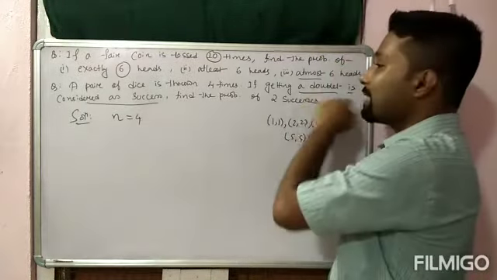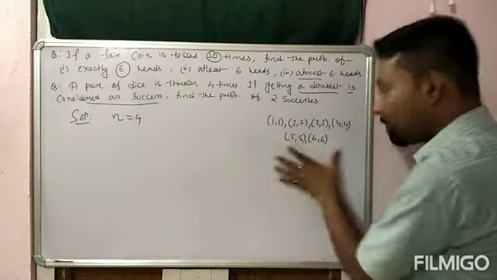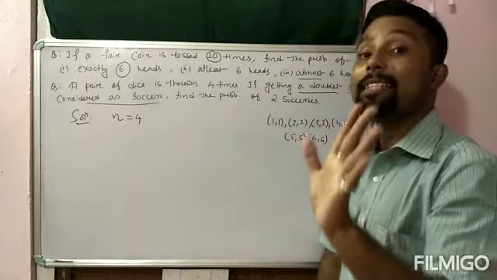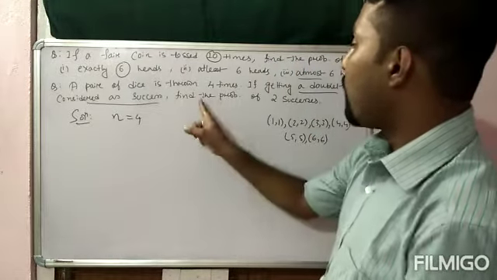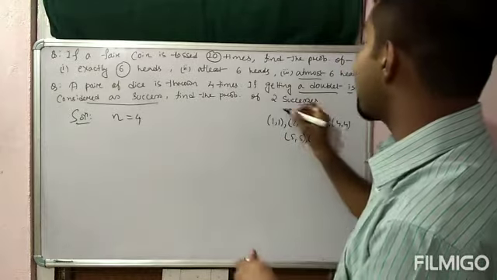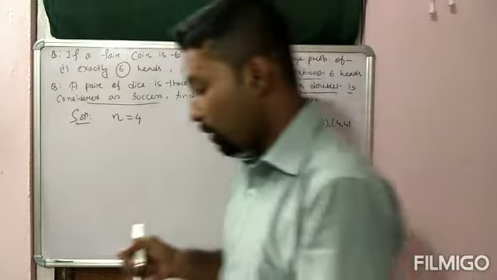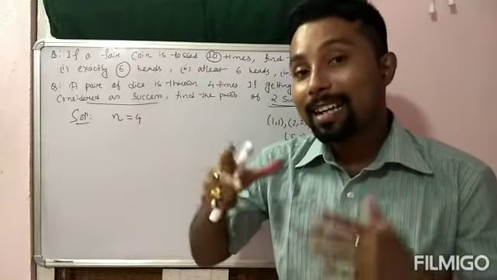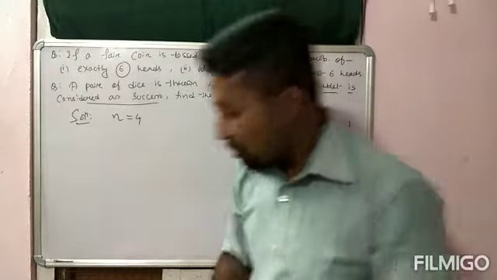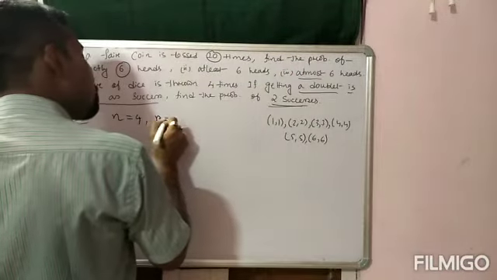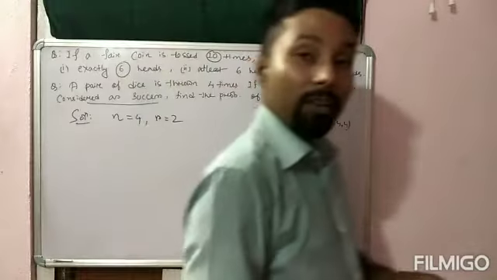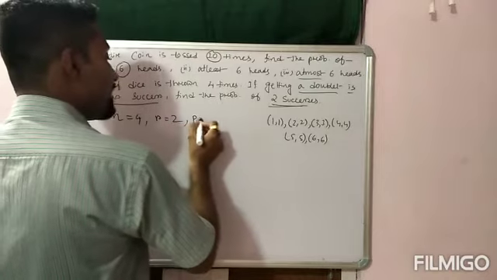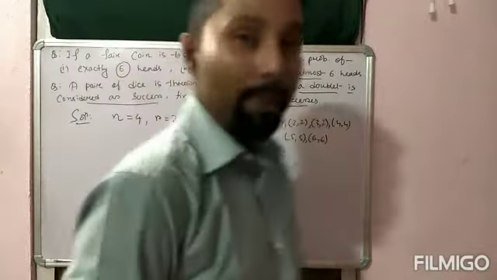So if getting a doublet is considered as success, then the doublet here is the success part. So how many doublets are there? 6 doublets. You have to remember that. Then find the probability of 2 successes. How many times was the pair of dice thrown? 4 times. And how many successes are needed? 2 times. So that means at a time we need 2 successes, so here r is 2. Okay, so r is equal to 2, n is equal to 4. Now try to find the values of p and q, that means probability of success and probability of failure.